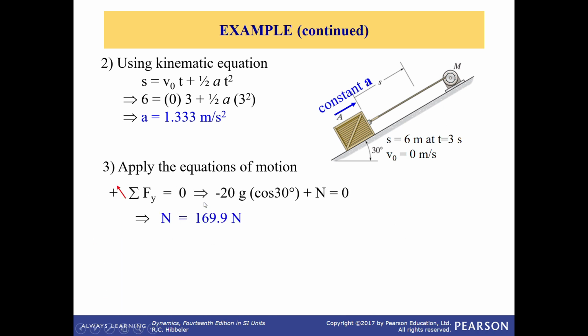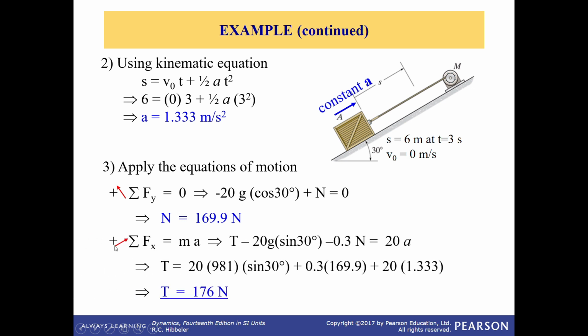Okay, so solving this equation, you will get N, which is the normal force, equal to 169.9 Newton. Okay, now solving for Fx. I assume that the x direction will be positive in this direction. What is the difference between summation of Fy and summation of Fx here? There is no motion in the y direction, so summation of Fy will be 0. Whilst the crate is moving in this direction, so summation of Fx equals ma, because the crate is having a constant acceleration in this plane.